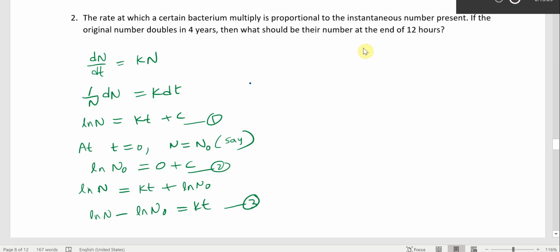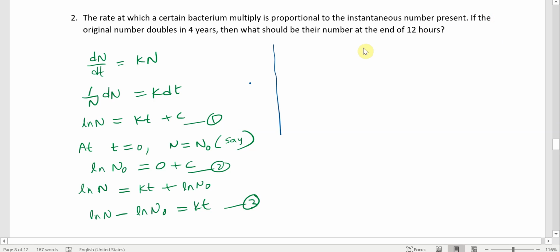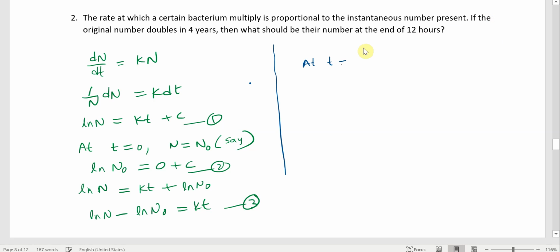Clearly the next step follows naturally. What about any given data again at time t and n? Let us see the question again. If the original number doubles in 4 years, this is the time, 4 years. After 4 years, it doubles the original number, which we took as n naught. Now doubles means 2 n naught.